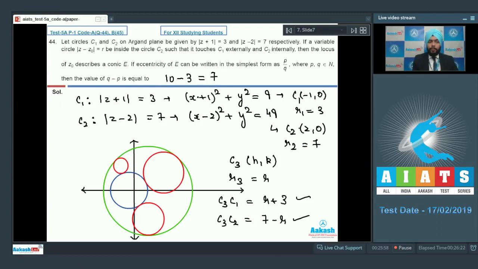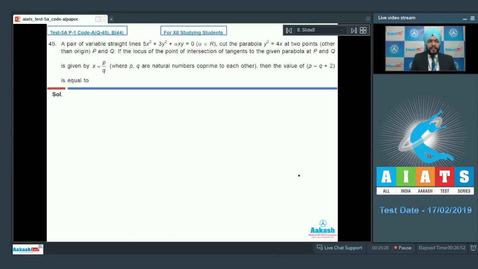Okay. Let us move on to 45. Question number 45 says that a pair of variable straight lines 5x square plus 3y square plus alpha xy equals 0, where alpha belongs to real, cut the parabola y square equals 4x at 2 points other than origin, obviously, because this is a straight line passing through origin.